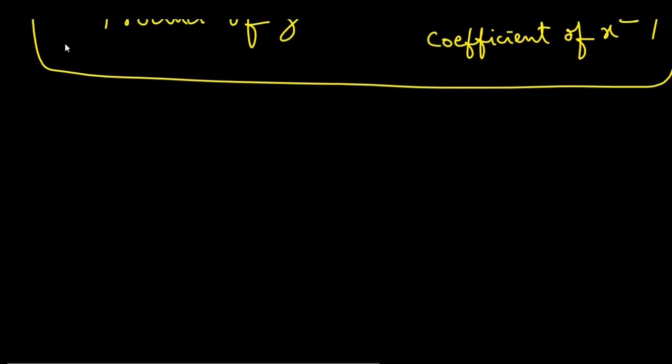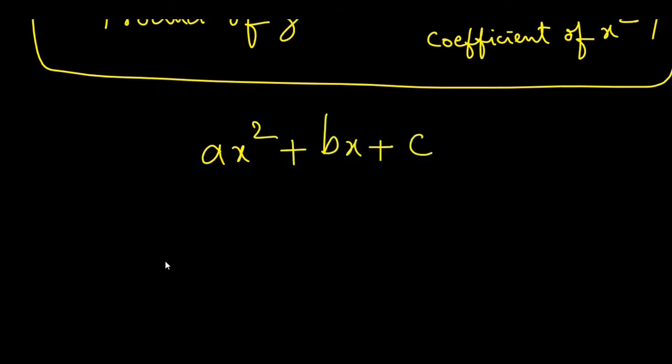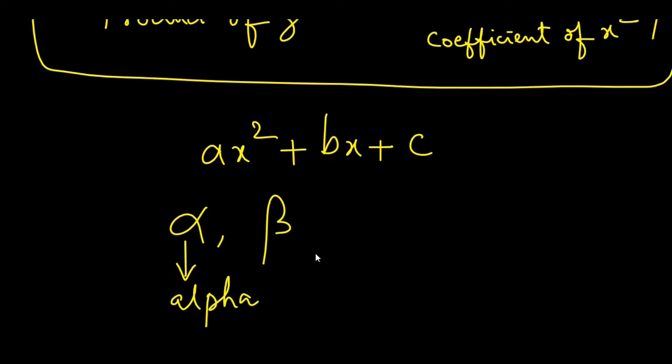What is the general form of a quadratic polynomial? Ax square plus bx plus c. So we can take alpha and beta as the zeros of the quadratic polynomial. Alpha and beta are Greek letters. This is pronounced as alpha and this is pronounced as beta.